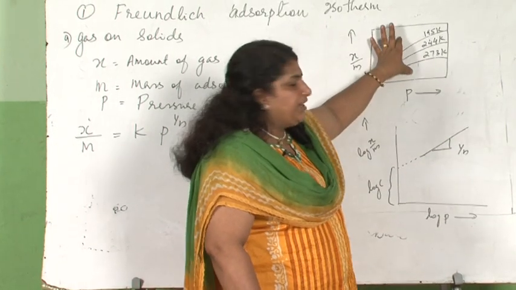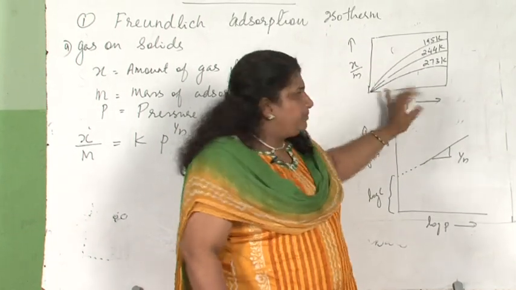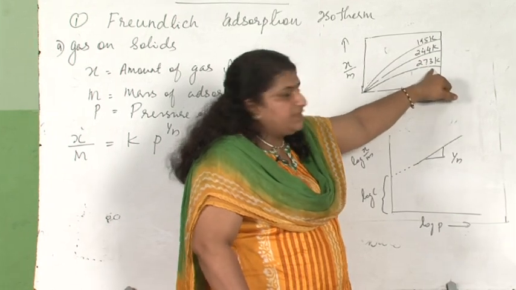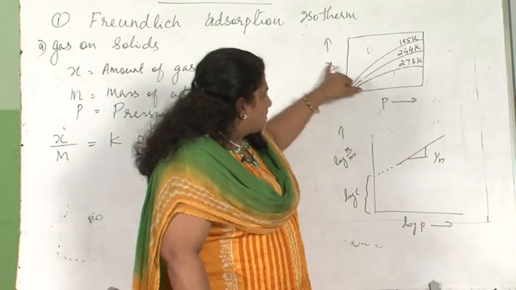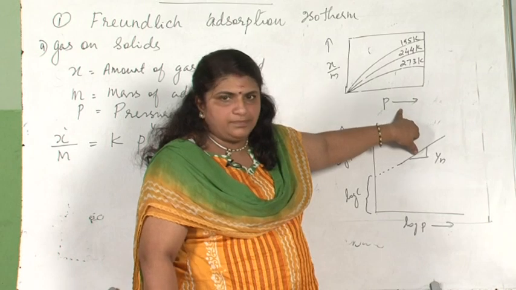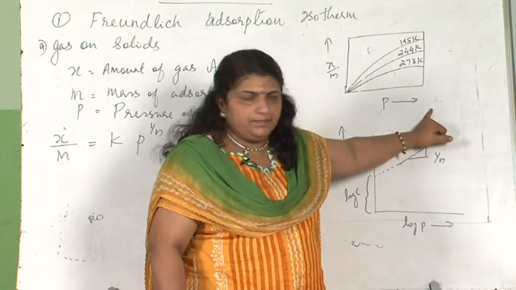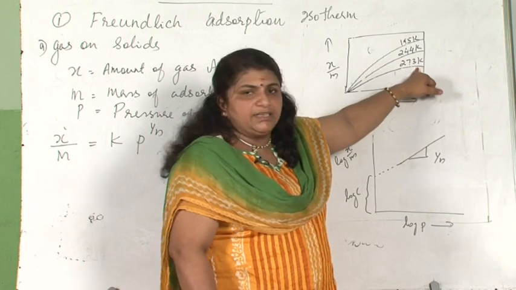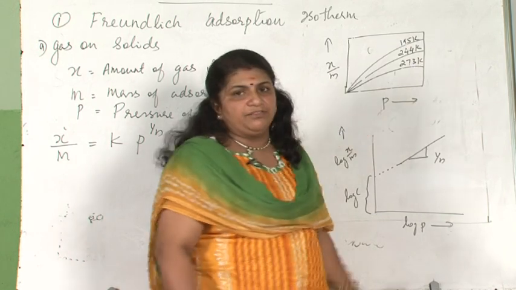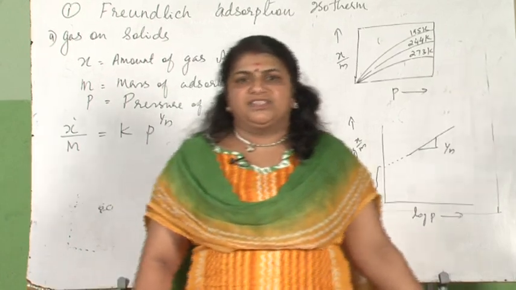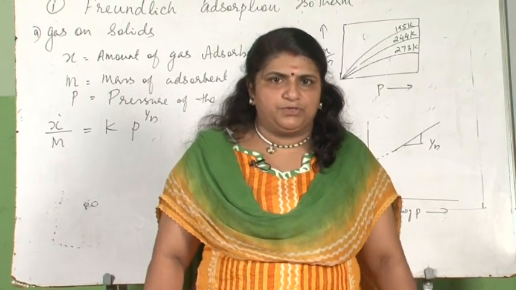See it as three different diagrams, though it is drawn together. Three different isotherms, constant temperature diagrams they are. Extent of adsorption versus pressure. The extent of adsorption increases with increase in pressure. So at 273 Kelvin, the adsorption is lowest, and at 195 Kelvin, the adsorption is highest. It's clear to you? I hope so.